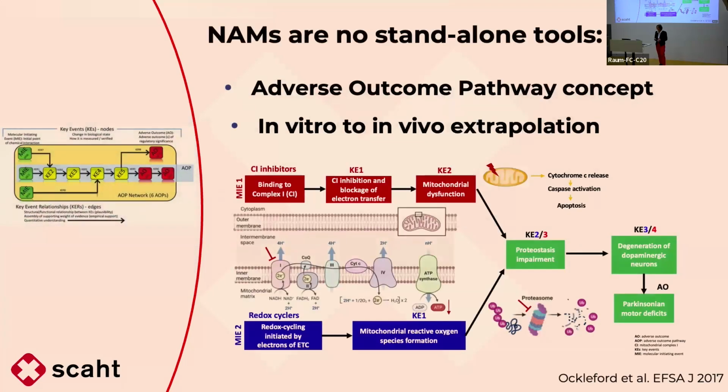So especially for the risk assessment part, it's clear that the NAMs are no standalone tools. I cannot take one in vitro test and say, oh, that's sufficient now. So it really needs a framework around it, and this is the adverse outcome pathway concept. And this is just an example here of an AOP network for Parkinsonian motor deficits that I have been involved in many years ago with EFSA.